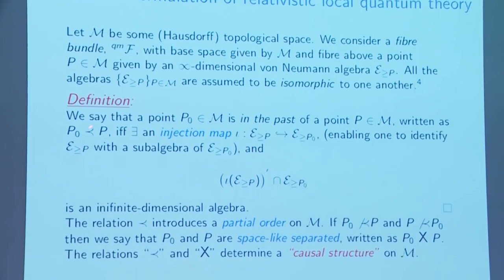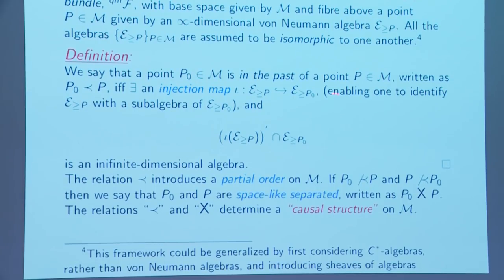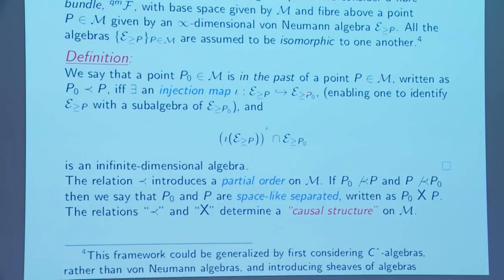Okay. Now we say that the point P naught is in the past of a point P, written as P naught precedes P, if there exists an injection map, iota, that maps E greater or equal to P into E greater or equal to P naught. It enables us to identify E greater or equal to P with a subalgebra of E greater or equal to P naught, with the property that the relative commutant of iota E greater or equal to P intersected with E greater or equal to P naught is actually an infinite dimensional non-commutative algebra.